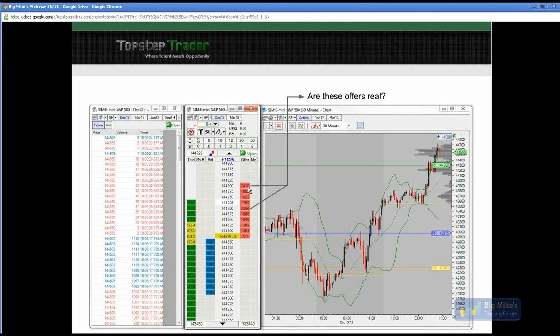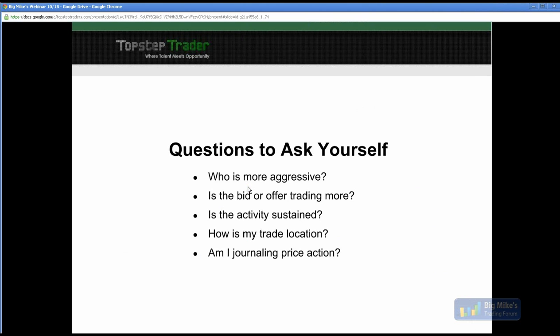There are some questions to ask yourself when you're looking at the dome to try and distinguish possible price pressures. Who is more aggressive? You've got to look at the trade urgency. Certain trades require greater urgency when entering or exiting the market. A good example would be the stop run. The stop run looks like a very urgent situation, and it is for those who are getting out, for those whose stops are getting hit.